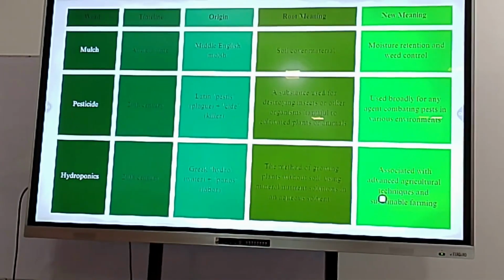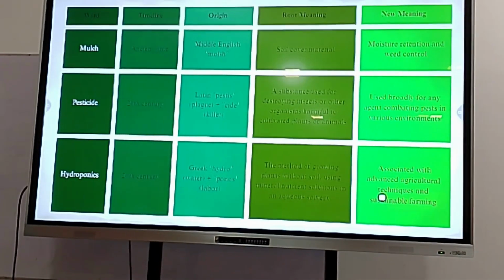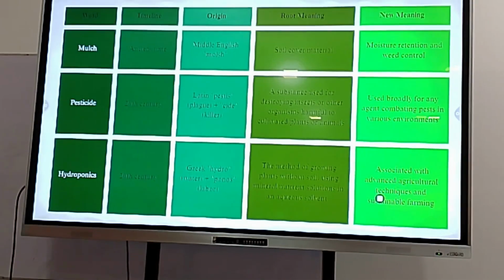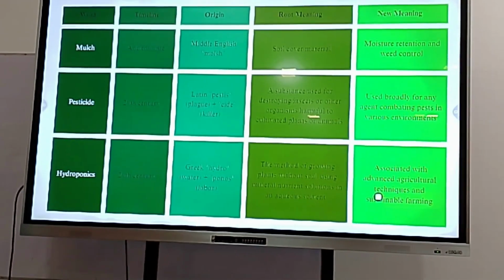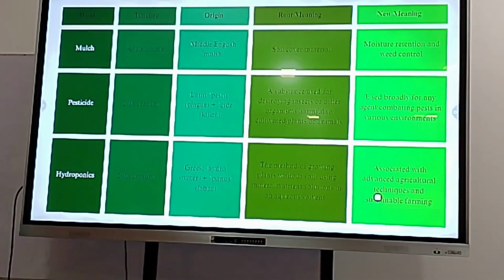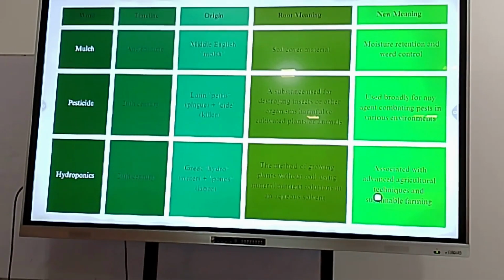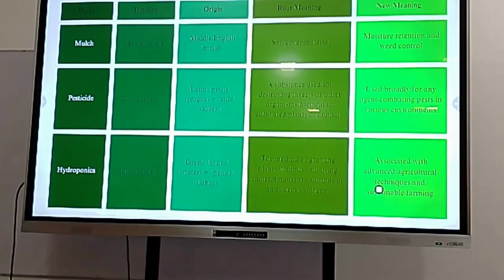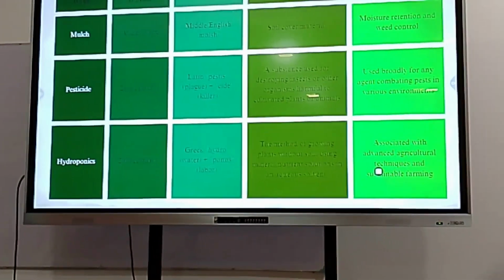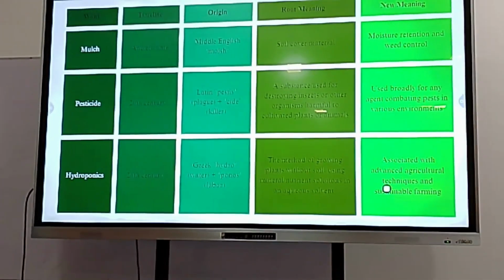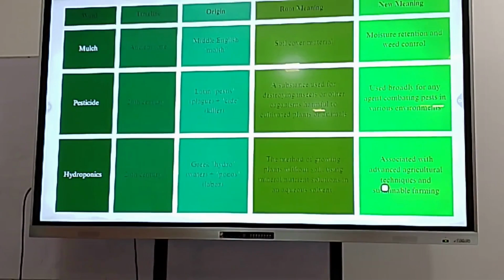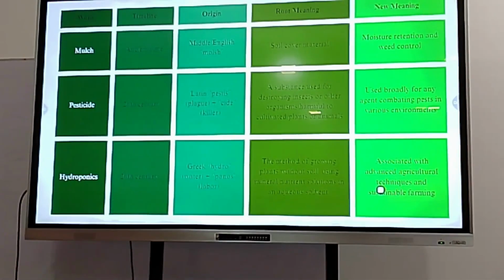The second one, pesticide. People started to use this word from the 20th century. The origin of this word is pestis plus side. The root meaning is a substance used for destroying insects or other organisms. The new meaning is used broadly for any agent combating pests in various environments.